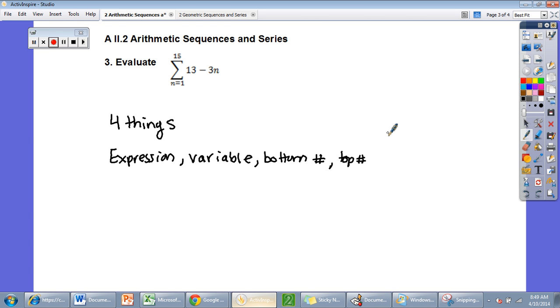I wrote this out here because I'm going to show how this is done in the TI-Nspire. There are 4 things you need to enter into your calculator: the expression, the variable, the bottom number, and the top number. These 4 things are all separated by commas. That's why I wrote out the commas. So the expression in this case is 13 minus 3n. The variable is n, and then the bottom number is 1, and the top number is 15.